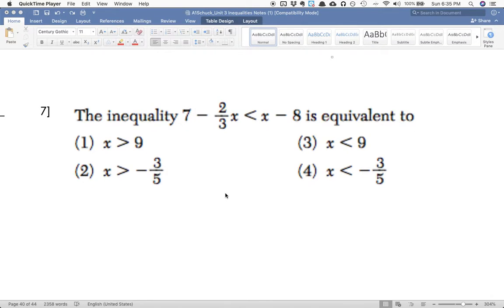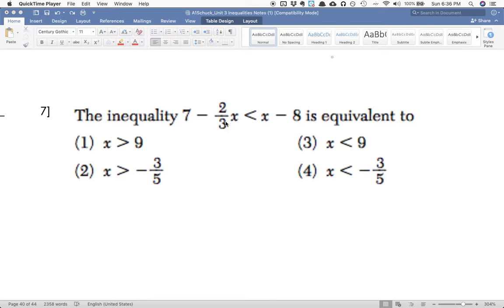So we're looking at question 7, that next multiple choice question. I'm given an inequality, 7 minus 2/3 x less than x minus 8. This inequality is equivalent to which one of these? We see the word equivalent to, we think maybe stow and check, but actually we just got to do our inverse operations, mess around with this one until we see which one of these 4 it comes out to be.